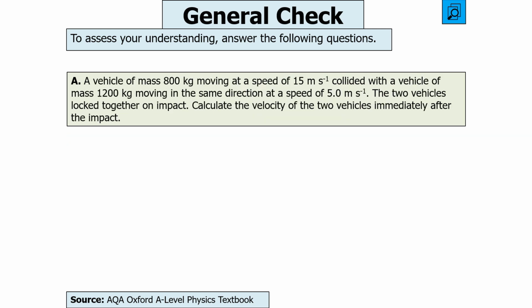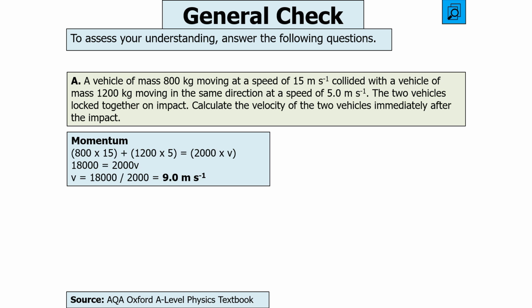A vehicle of mass 800 kilograms moving at a speed of 15 meters per second collided with a vehicle of mass 1,200 kilograms moving in the same direction at a speed of 5 meters per second. The two vehicles locked together on impact. Calculate the velocity of the two vehicles immediately after impact. So pause the video now, then unpause the video when you want to go through your answer.